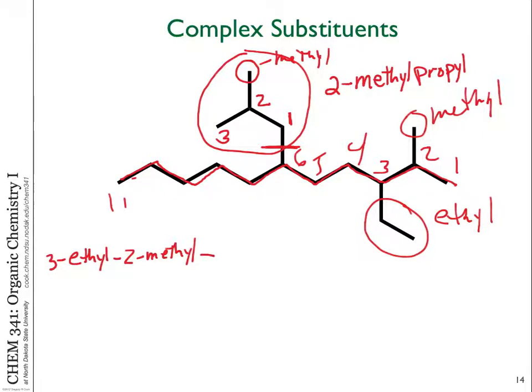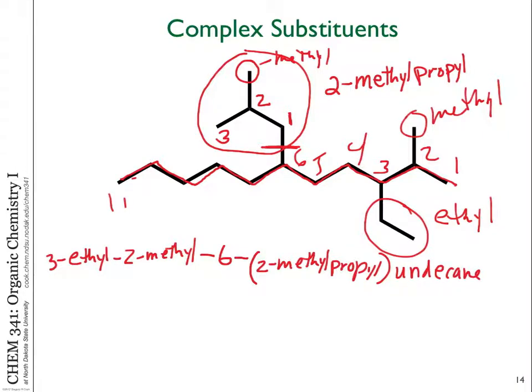Then the complex substituent. That complex substituent is on carbon 6, so we put a 6 dash, and then in parentheses, the name of the complex substituent, 2-methyl-propyl. Parentheses, and then the parent molecule is 11 carbons. Anyone remember what that is? Undecane, yeah, undecane. So that's the name for that molecule.